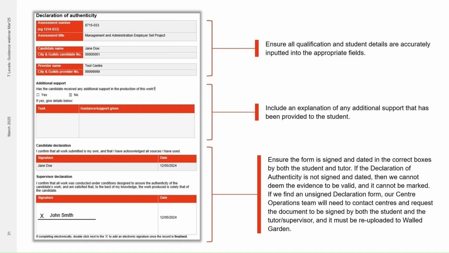If the declaration of authenticity is not signed and dated, then we cannot deem the evidence to be valid and it cannot be marked. If we find an unsigned declaration form, our centre operations team will need to contact centres and request the document to be signed by both the student and the tutor or supervisor, and it must then be re-uploaded to Walled Garden.